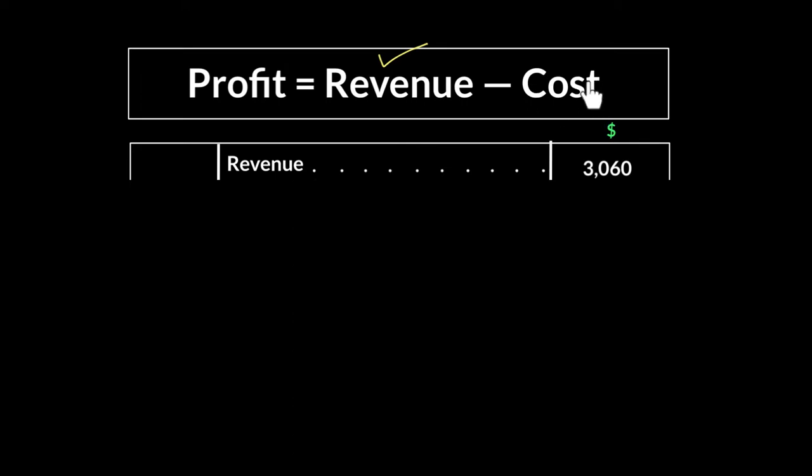Now I want to figure out what it cost me to make this. We know so far that there are two types of costs. You have your direct costs, costs that can be directly attributed to a product. And then you have your indirect costs, which are your overall costs, your fixed costs, things such as rent and your wages. So once your revenue is figured out, the next step is deducting the direct cost of production.